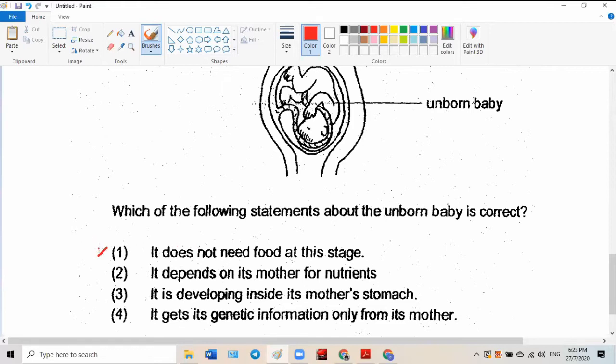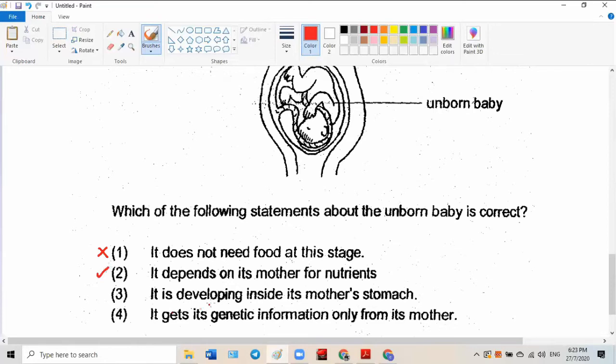You know how it grows in the mother's womb. It depends on the mother for nutrients through the umbilical cord. Agree or not? It depends on its mother. I say it's correct, because the mother eats, then the baby gets the nutrients.